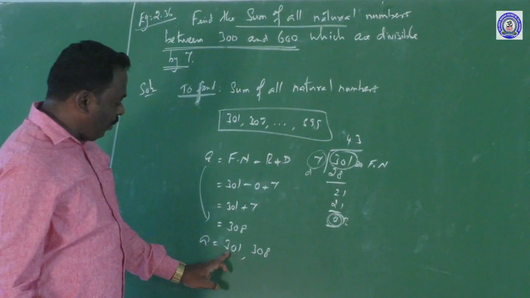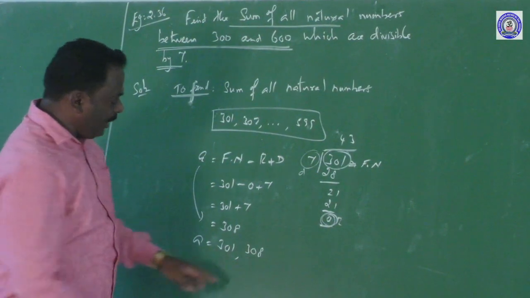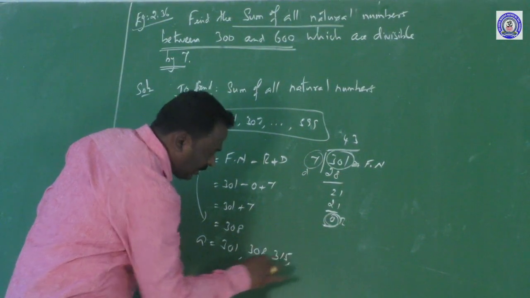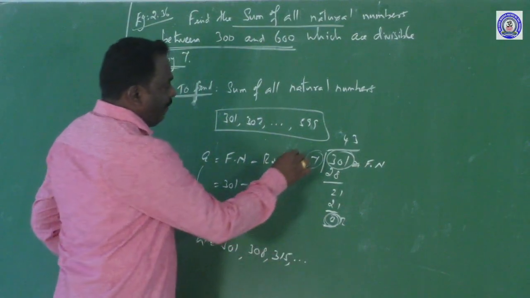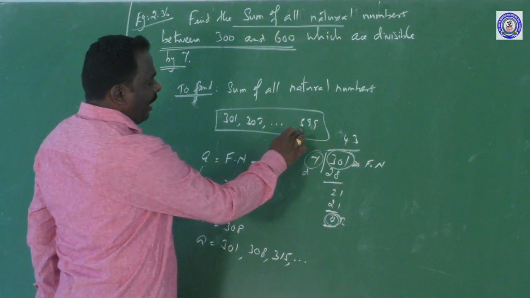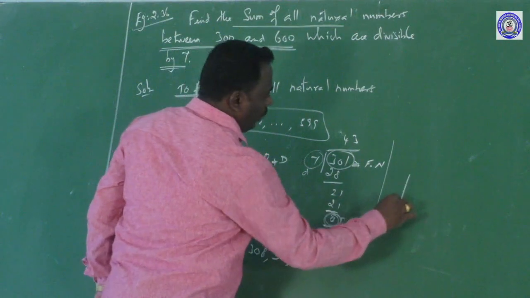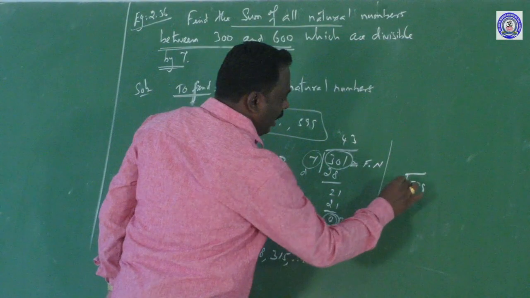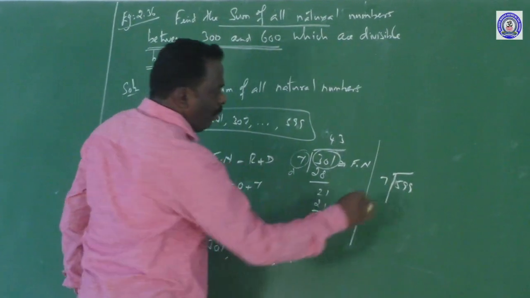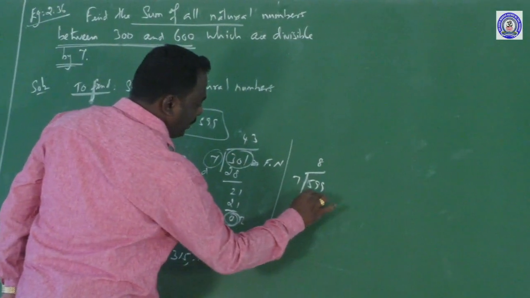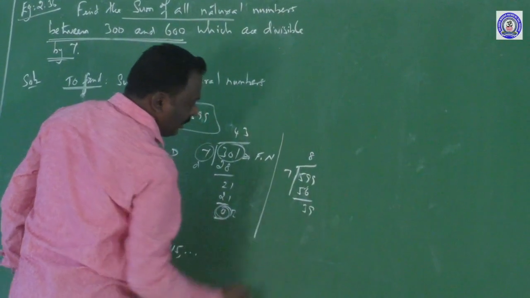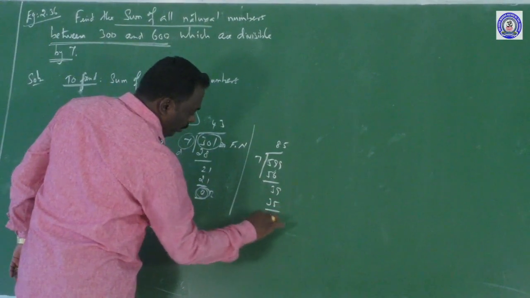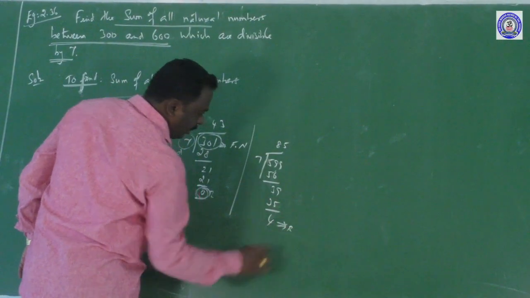The second number, 301 plus 7, is 308, and adding 7 again gives 315, the next number, and so on. Now find the last number, which is 599. Divide 599 by 7: 7 times 85 is 595, and the remainder is 4. So the remainder is equal to 4.